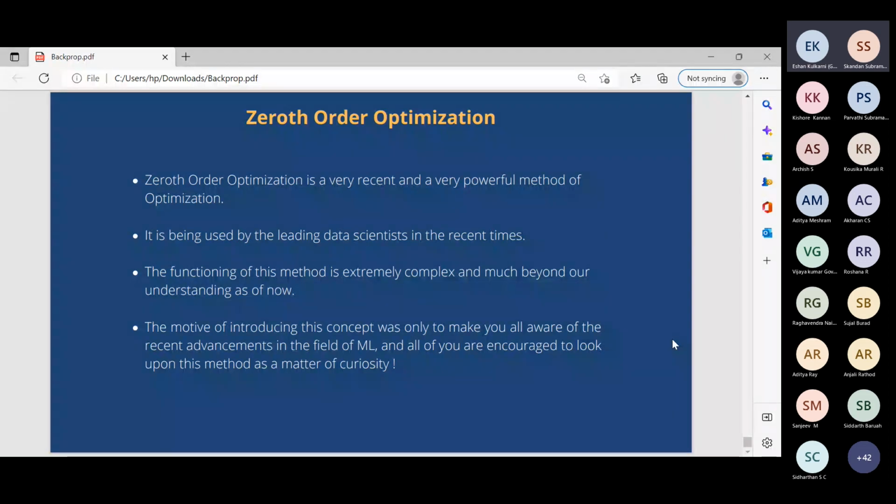As you continue your studies and interests in AI and machine learning, at some point in your careers, you might be working on zeroth order optimization. So this was it.